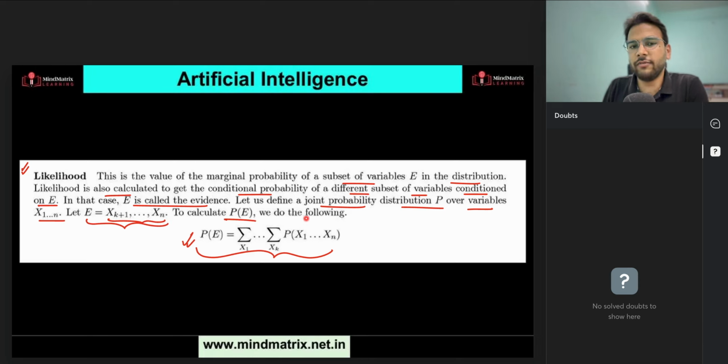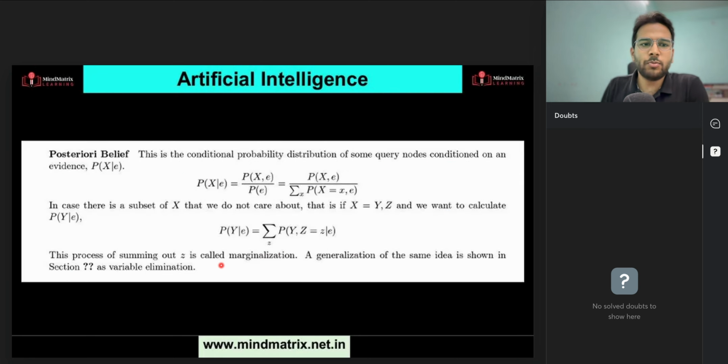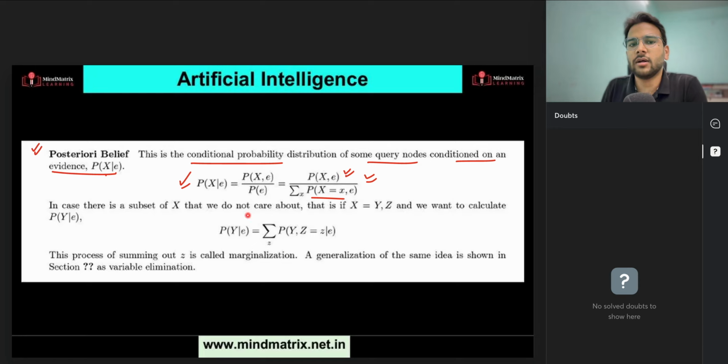And to calculate probability of E, we do the following. That means we calculate the joint probability distribution and we sum over it from x1 to xk. What is posterior belief? Posterior belief is nothing but the conditional probability of some query nodes conditioned on an evidence. So probability of x given E is nothing but probability of x comma E divided by probability of E. Probability of E is the total probability, and this is the joint probability distribution.